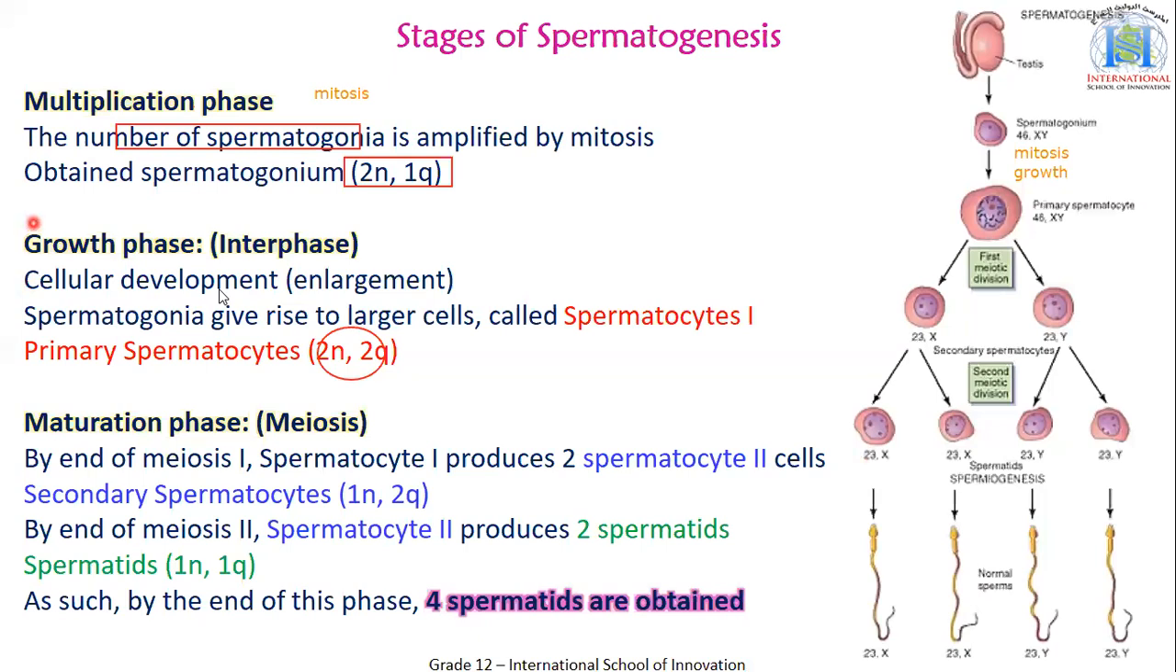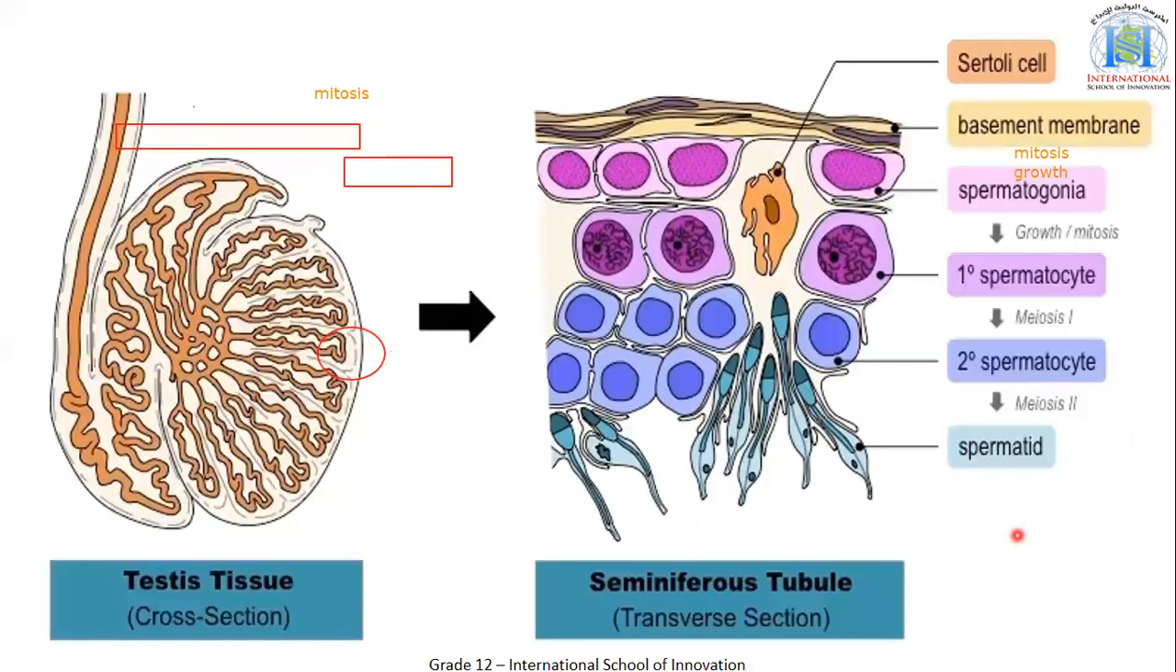Okay, I will repeat. We start with a spermatogonium, 2N chromosomes, 1 chromatid. This spermatogonium undergoes mitosis and then growth. We obtain a spermatocyte 1 having 2N chromosomes, 2 chromatids. Spermatocyte 1 undergoes meiosis 1 and gives two spermatocytes 2, having N chromosomes with two chromatids, but then each spermatocyte 2 gives spermatids with N chromosomes, one chromatid. Now we have these four spermatids.